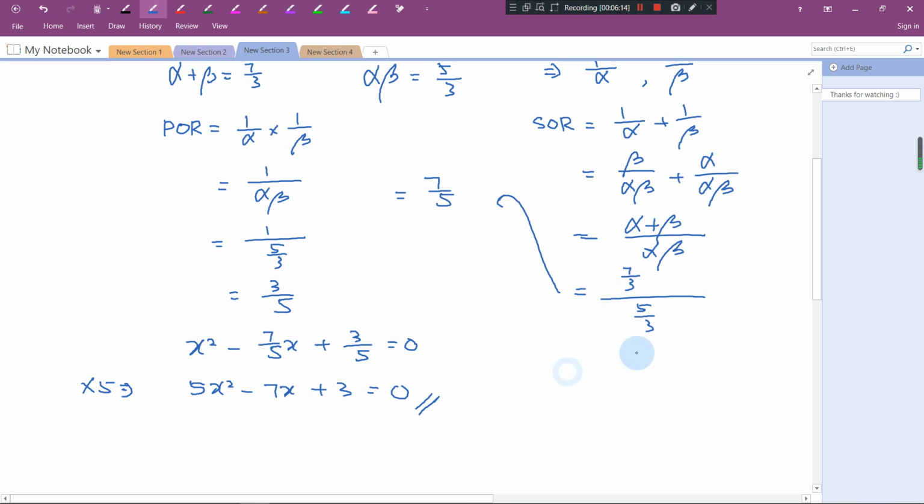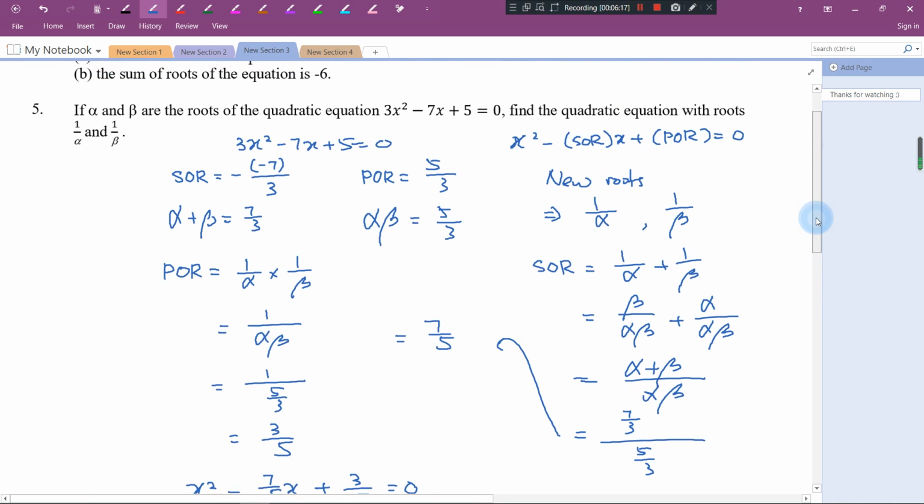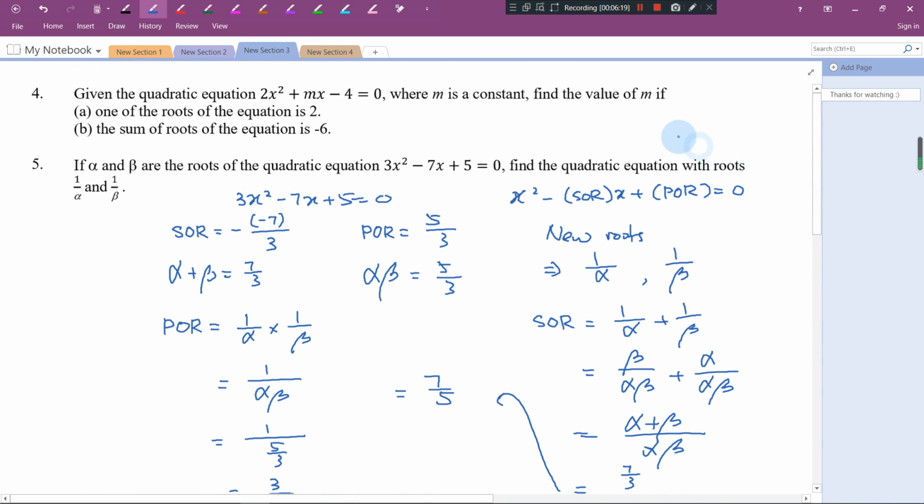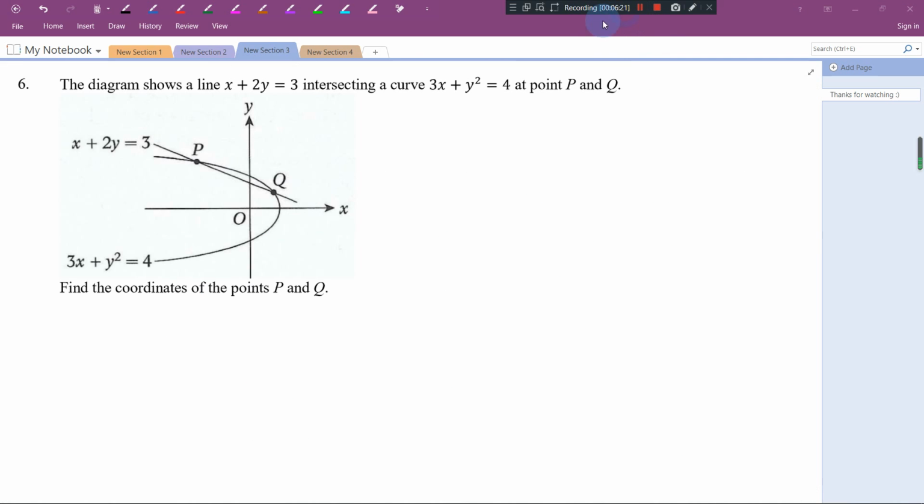Okay, so this is the answer for these questions. The diagram shows a line x + 2y = 3 intersecting a curve 3x + y² = 4 at points P and Q. We want to find the coordinates of P and Q.